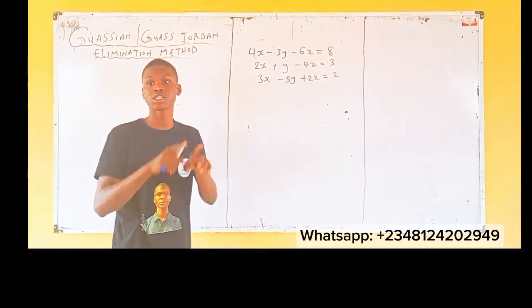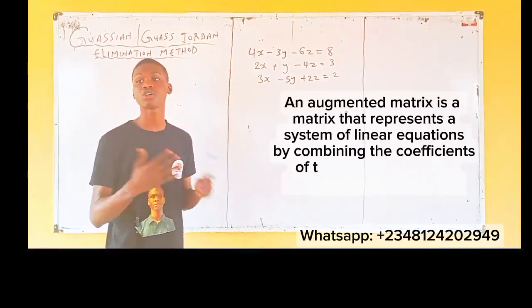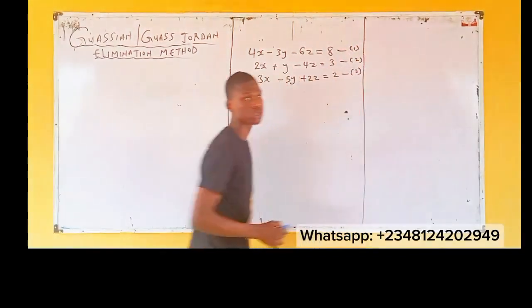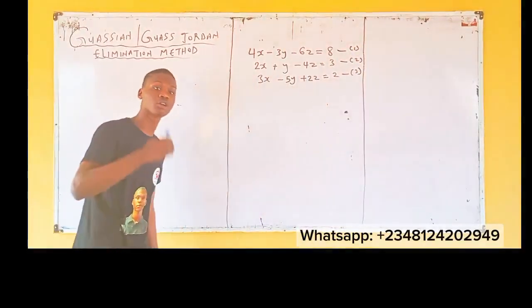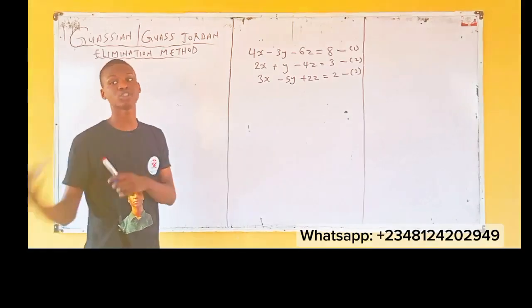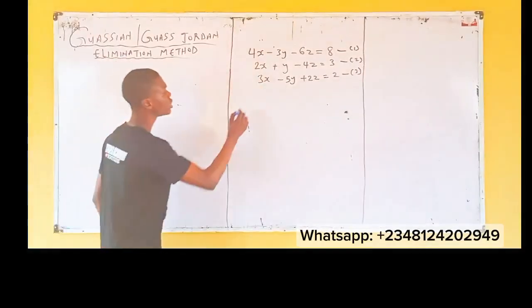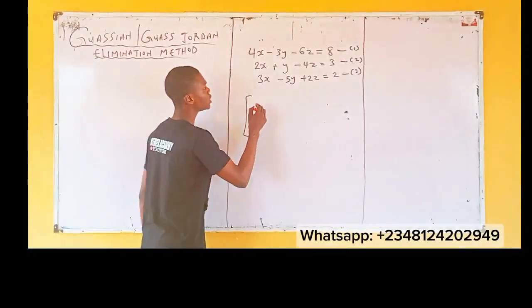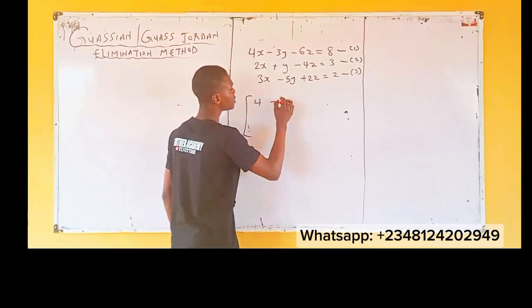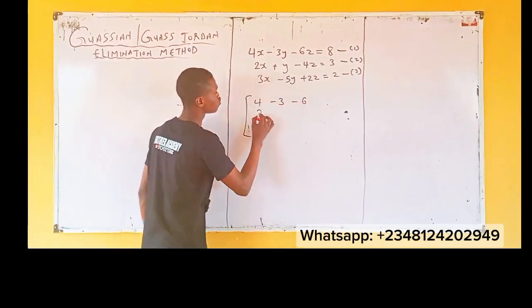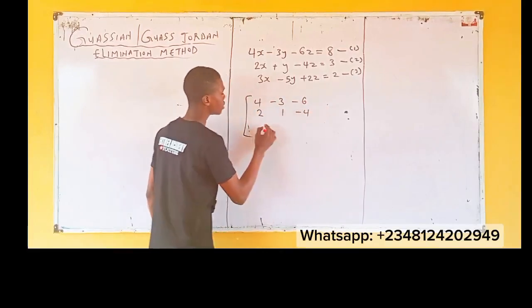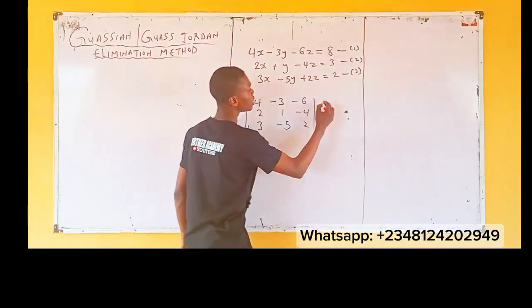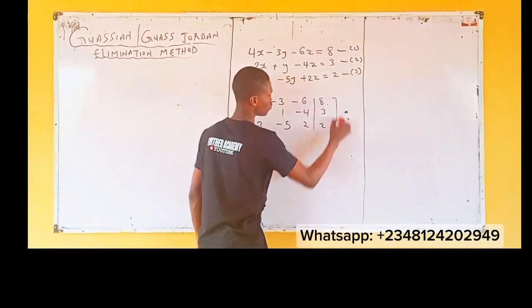First thing first, when you have a question like this, you are going to represent it in a matrix. It is called the augmented form of a matrix, using the coefficients. This is equation 1, this is equation 2, and this is equation 3. Represent this system of linear equations in matrix format using the coefficients. Let's do it together. What do you have? 4, -3, -6, 2, 1, -4, 3, -5, 2. Then include these too, meaning 8, 3, and 2.